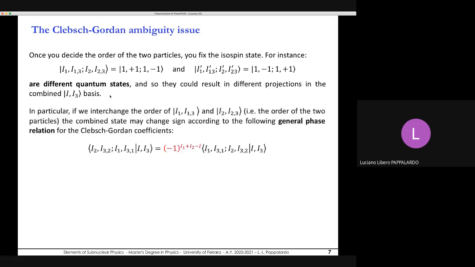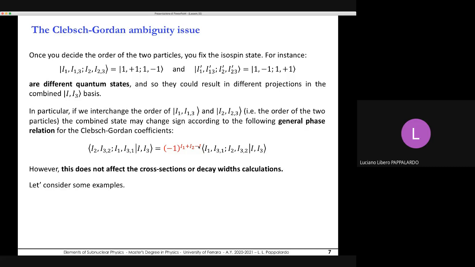Now, in particular, if we interchange the order of I1 with I2, in other words, if we exchange the order of the two particles, the combined state, so the one in the new basis, may change sign according to this general phase relation for Clebsch-Gordan coefficients. This is the Clebsch-Gordan coefficient for I2, I1. This is the one for I1, I2, so the two are switched. And the two are related by a sign, either a plus or minus sign, which comes from this coefficient here. So this depends on the value of I1, I2, and the total I.